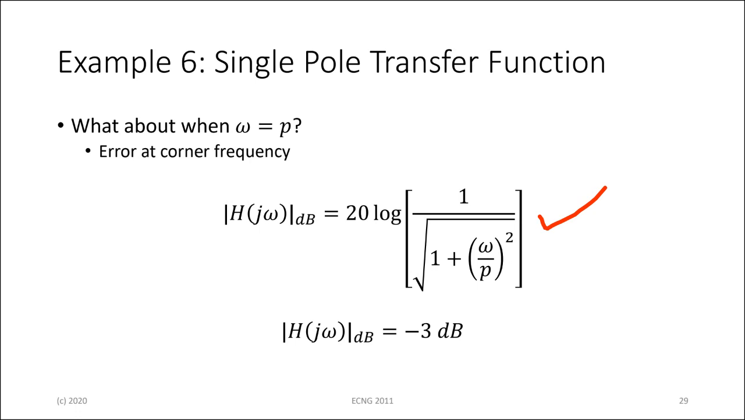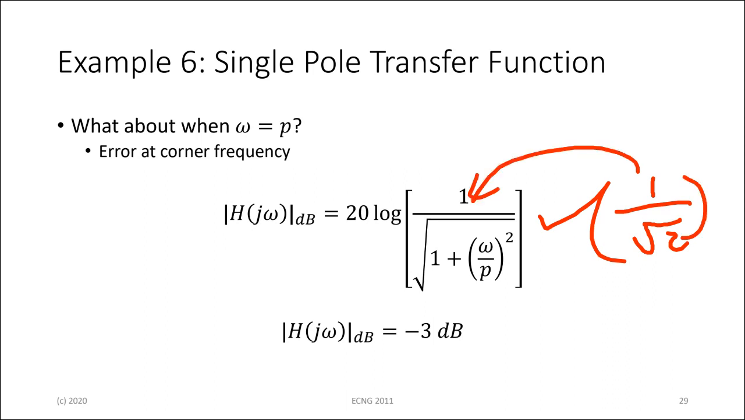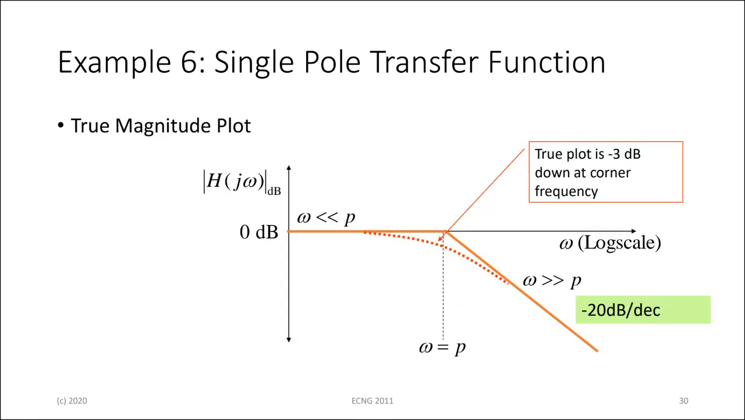If omega is equal to P, then we're dealing with 20 log of 1 over root 2. That is this bit inside of here, which is minus 3 dB. That famous minus 3 dB thing that we kept talking about. So in fact, the true response is going to curve a little bit. The true response does that.